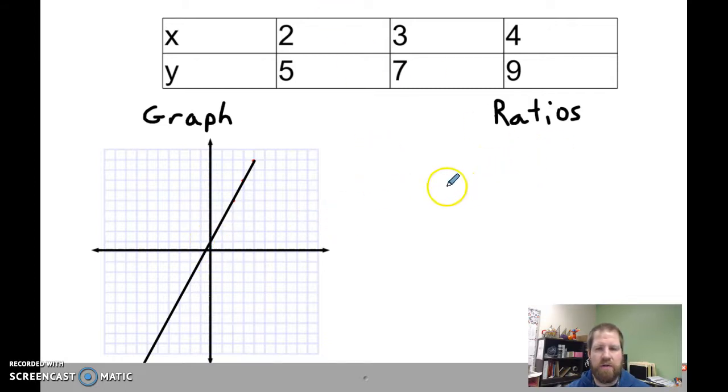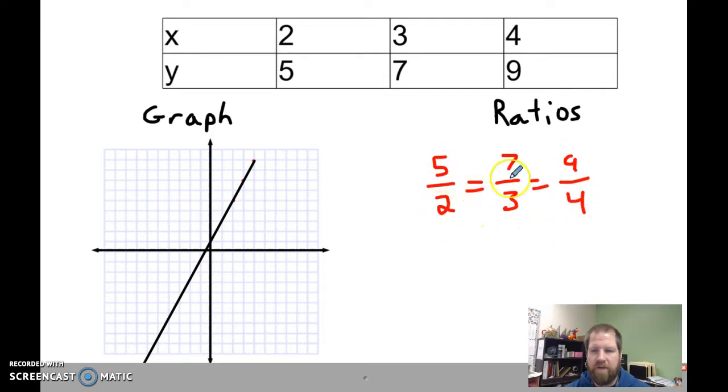And if I looked at my ratios, 5 over 2, 7 over 3, 9 over 4. 5 over 2 is not equal to 7 over 3, and not equal to 9 over 4. None of these are equal. If I pulled out my calculator and figured them out, this would be 2.5, this would be 2 1/3, and this would be 2 1/4. So my ratios are changing. My slope is the same. I still have a constant slope. It's still linear, but my ratios are different, meaning it's not a direct variation equation.